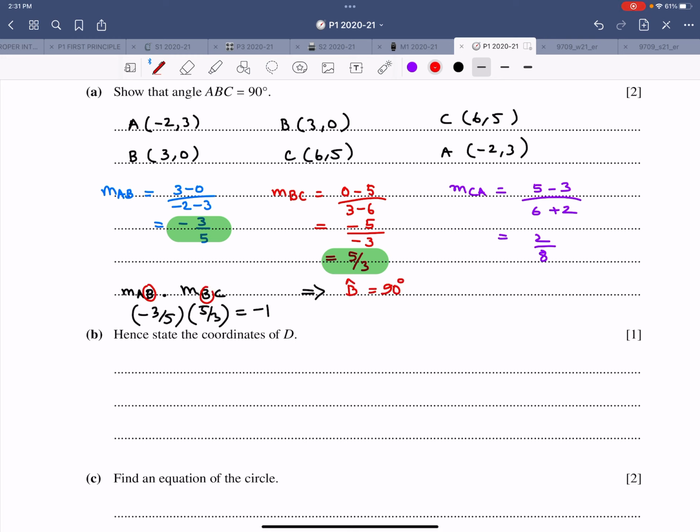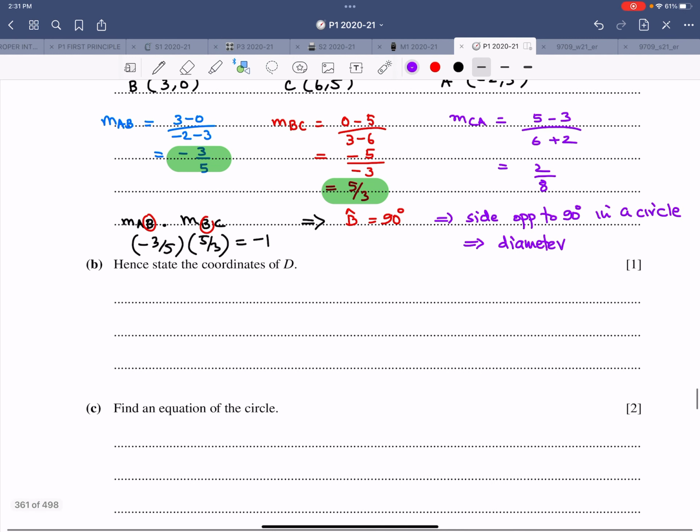That's done. And now comes the circle property, that is, the side opposite to 90 degrees in a circle is the diameter, because the diameter produces a 90 degree angle at the circumference. So let me show this rule to you. This rule is like this. This is like the diameter.